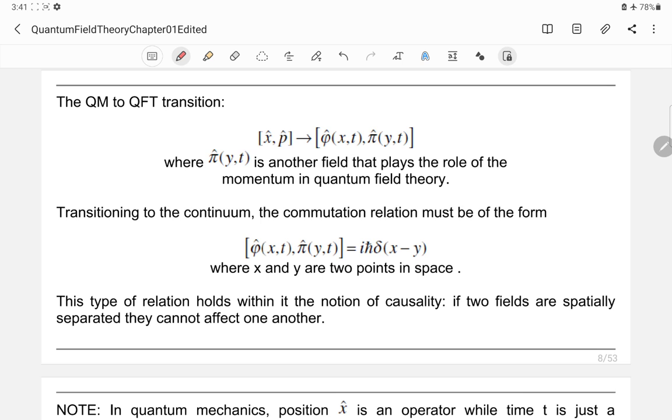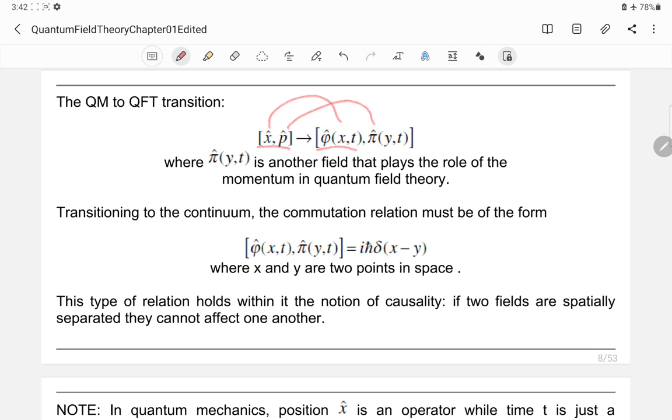So we now transition from quantum mechanics to quantum field theory, and here in this particular scenario you have position and momentum. This will be translated in quantum field theory in the form of the field, and for the momentum you have another field called pi.